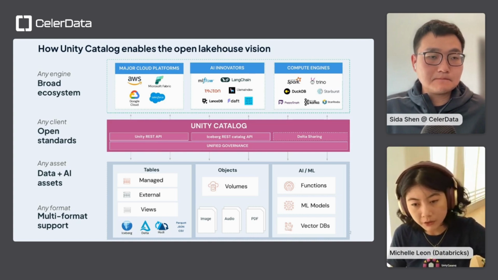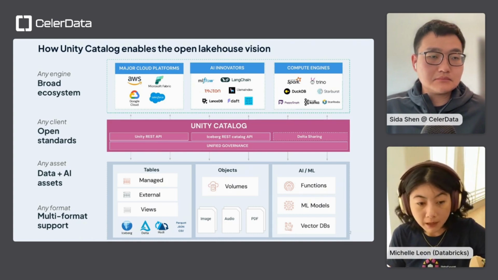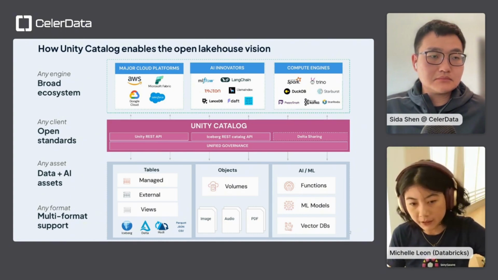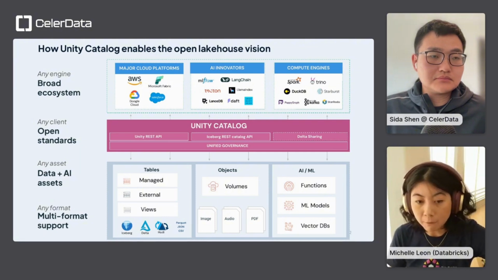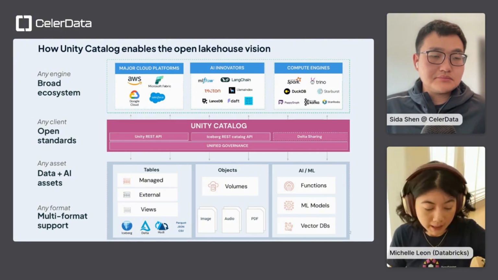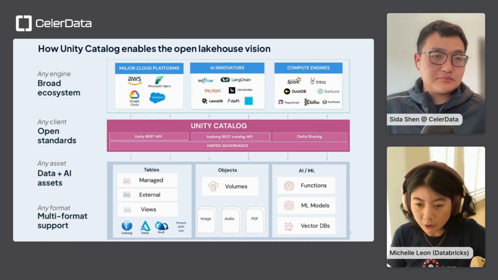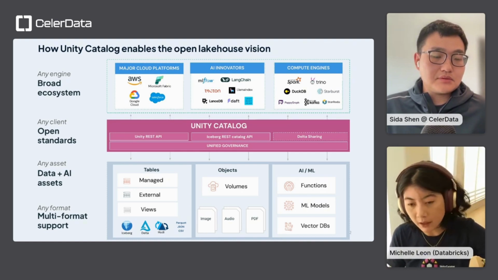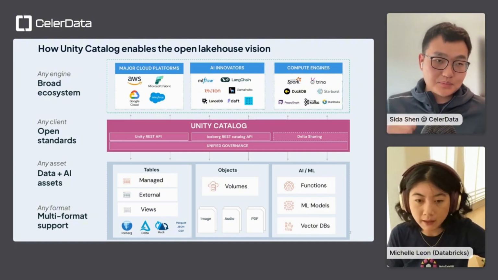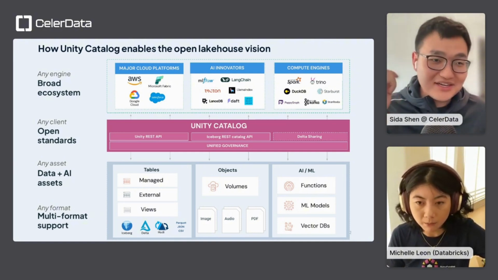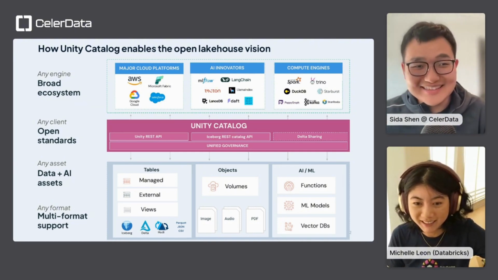You have managed tables, external tables. These can be in any format, right, like Iceberg or Delta, as I said. Volumes, which is the abstraction that we use to encapsulate, say, images, audio, PDF files, and stuff like that. And then also functions and models. Really useful for unstructured data.